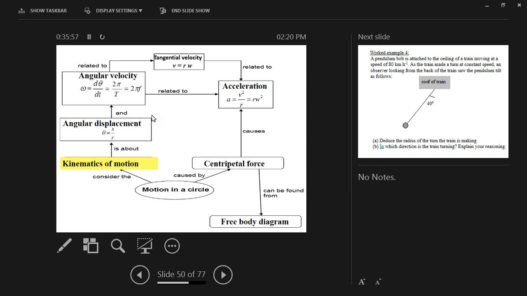Okay, so with that, I would like you to try the next work example using this concept that I've highlighted here. If you're not too sure what to do, the first step is draw free body diagram. 2 minutes for work example four.